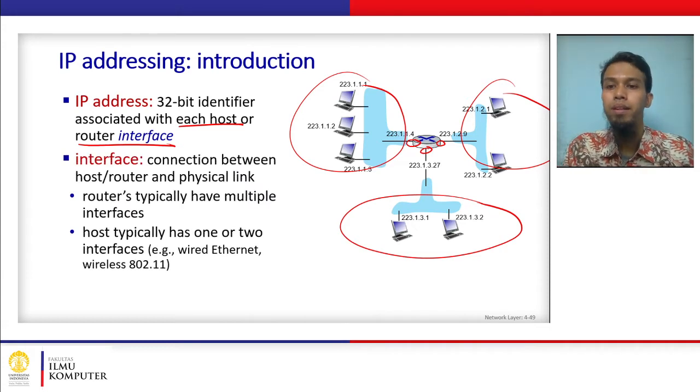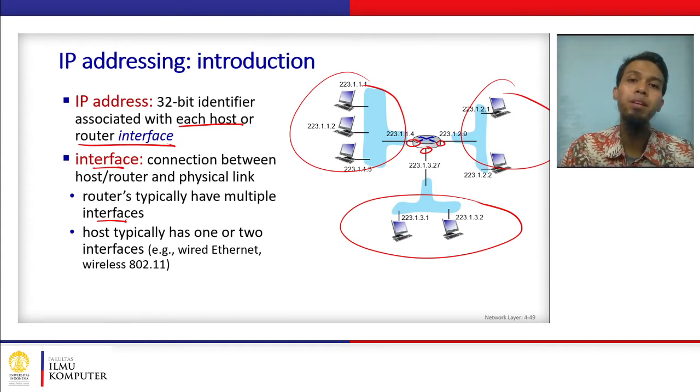The interface is the connection between the host or router and the physical link. When we talk about the interface, it's the network interface, right? The router typically has multiple interfaces, as we talked about before, and the host can have one or two, depending on how we configure it. It could have, let's say, an Ethernet cable and wireless 802.11, and maybe others in the network interface card.